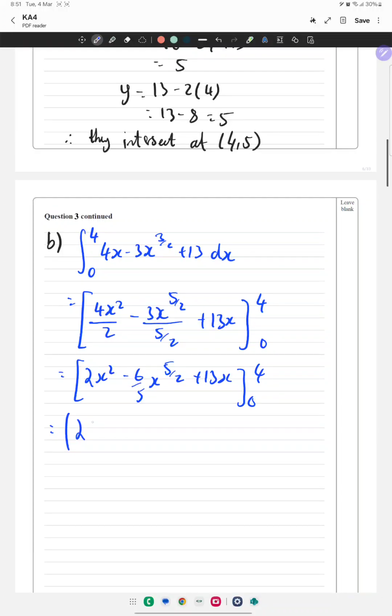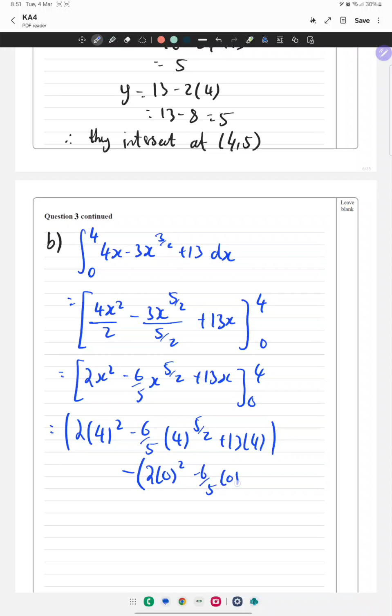Sub in our limits, 2 times 4 squared, minus 6 over 5, 4 to the 5 over 2, plus 13 times 4. Take away the value at 0. Now some of you will spot that this is obviously going to be 0. Don't get in the habit of just assuming it is, because next year especially it won't be, and it won't be very often. Just going to whack that in a calculator and we get 228 over 5.